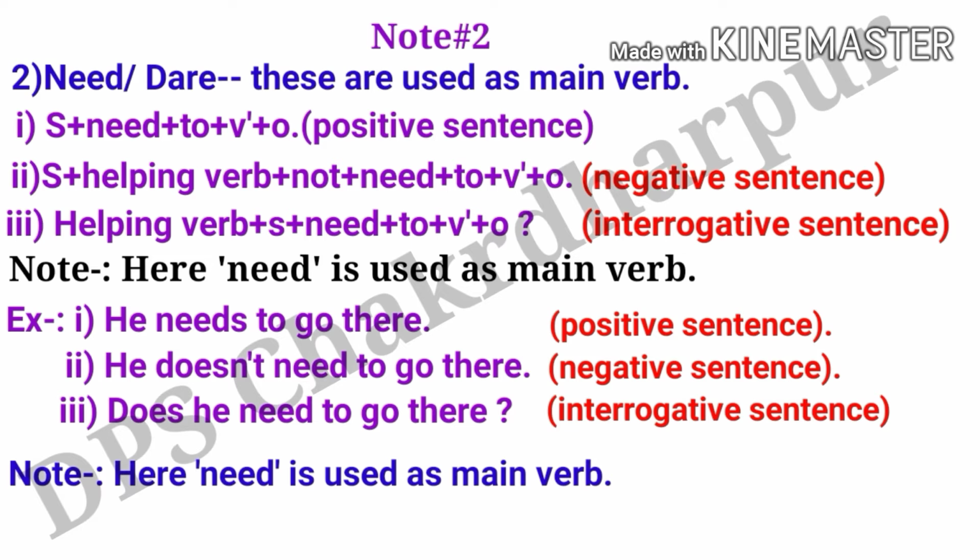Yes my dear friends, here need is used as a main verb. An example is given here, you must go through this one. First one is: he needs to go there. Second one is: he does not need to go there. Third one is: does he need to go there. So my dear friends, here need is used as a main verb. These are important to know. So let's move on to the next page.